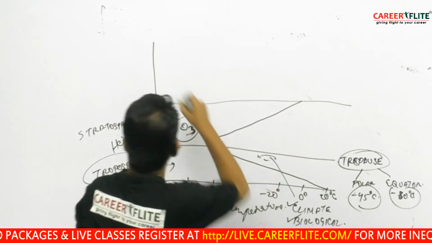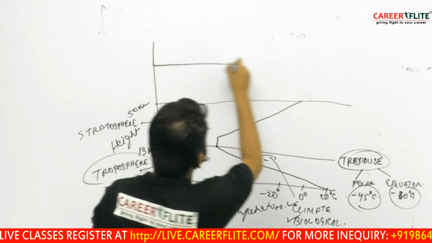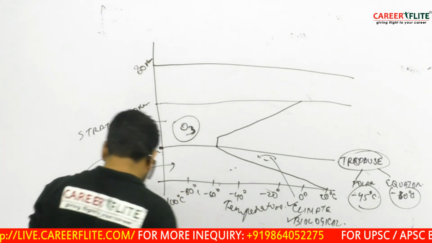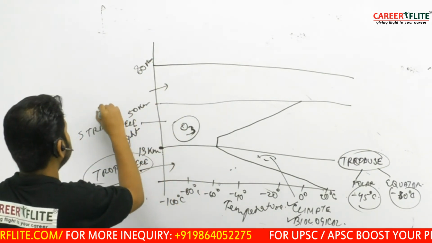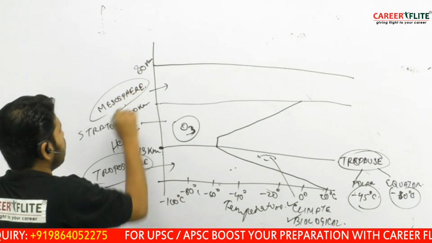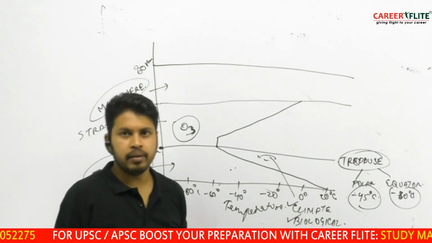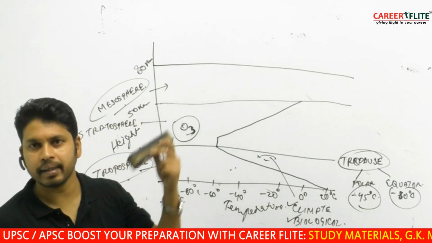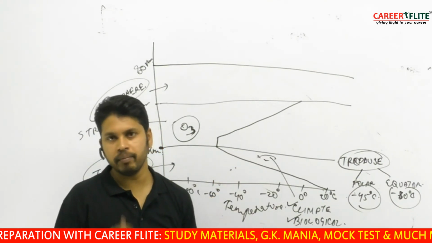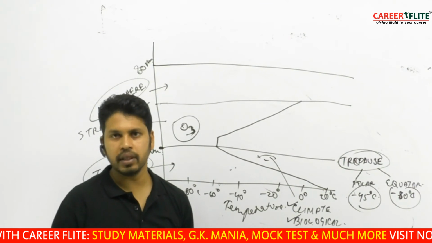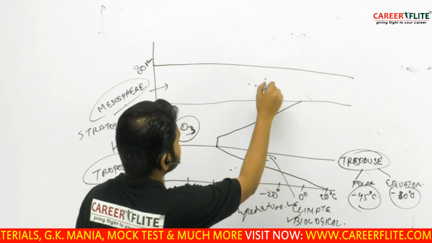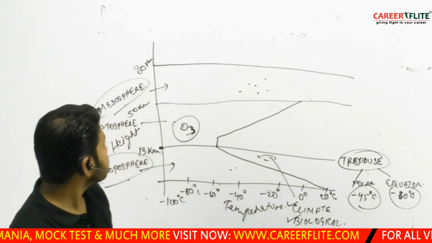Then the next layer will be the mesosphere, up to 80 kilometers. In the mesosphere, most of the meteorites that we see, celestial bodies, burn up when they enter the atmosphere of the Earth. They burn up because of the friction of the air molecules with that celestial body, and because of that, we can see shooting stars or meteorites. So you can find meteorites mostly in this layer.